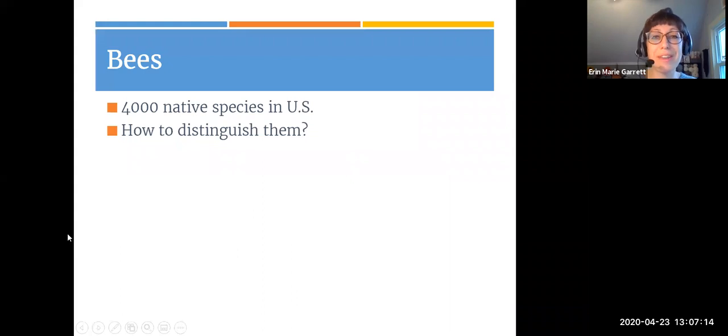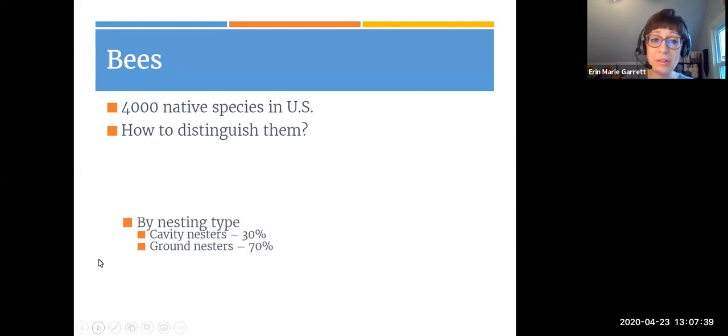So let's start with the bees. So we have over 4,000 species of bees that are native to the United States. Now in Illinois alone, it's estimated that we have about 400 to 500 different species of bees. That's a lot of bees. So it might be difficult for us to wrap our head around how we would even start to distinguish between a few hundred different species of bees. But there's a few easy ways that we can group bees.